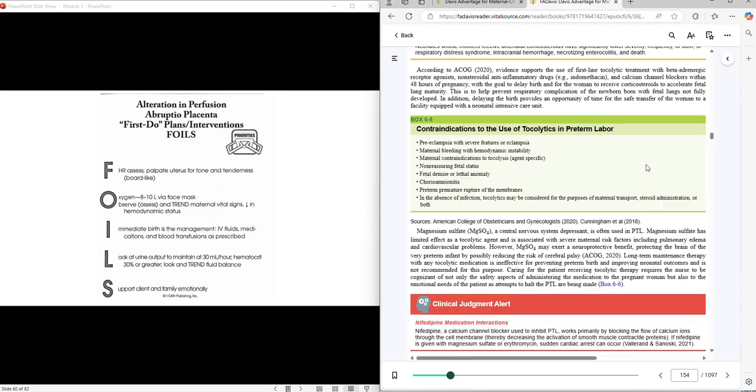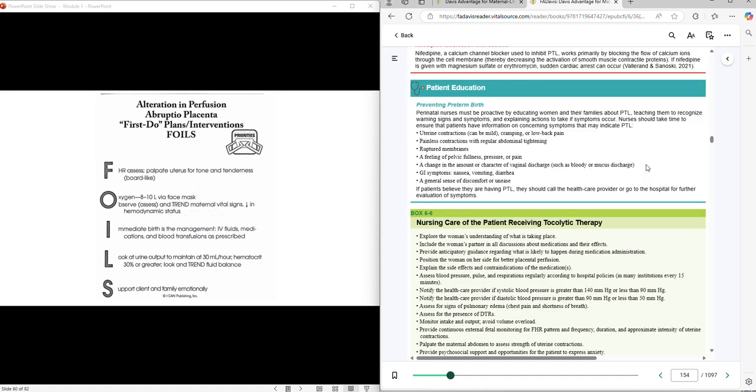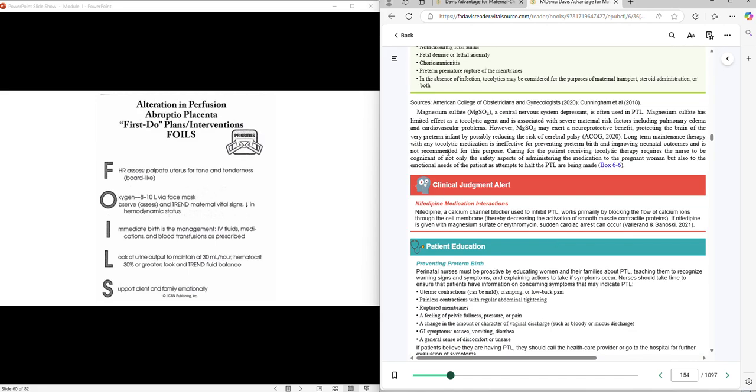All right, so there's a term that we use called tocolysis or tocolytic therapy. This is where we use a drug or procedure to stop or slow down the labor. Okay. Magnesium sulfate is our big gun. Okay, we use this for preterm labor. We also use this for preeclampsia. But preterm labor, especially if they are less than 34 weeks, we want to slow those contractions way down.